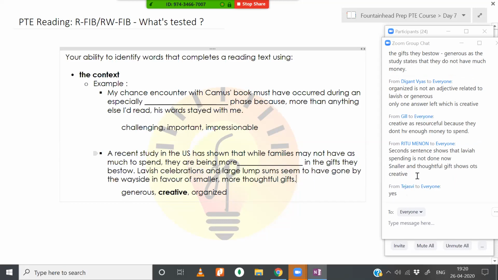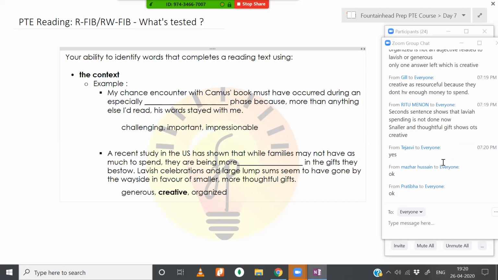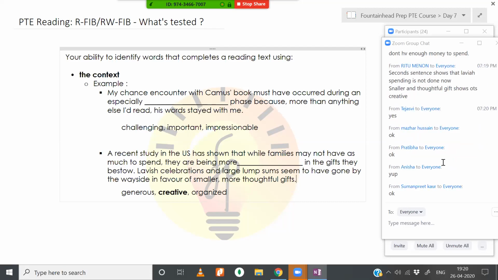Is this clear to all of you? So whoever mentioned it as generous, Anisha, Pradibha, Tejasvi, is this clear? So maybe if you are making a lot of mistakes in fill in the blanks, this is what you should think. This is what you should ask yourself: or maybe I'm missing out on the context. That is why I'm sitting in, because all these words actually fit in, right? So you have to argue, you have to reason why it is creative, why not generous.